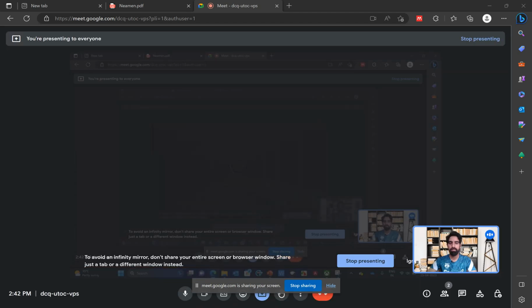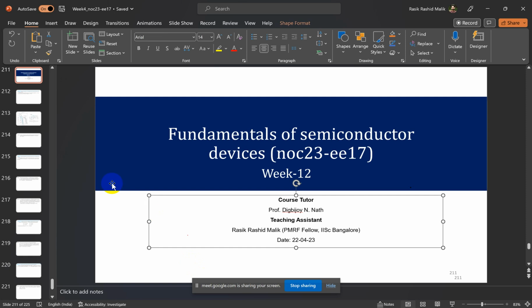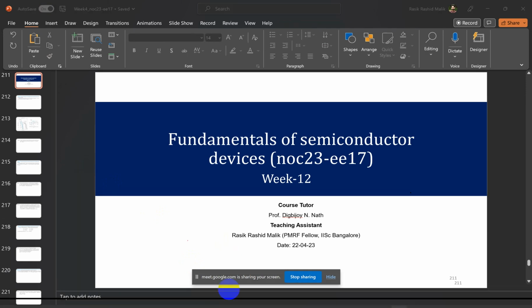I hope my screen is visible. Today we'll be talking about the optical devices: solar cells, optical absorption, photodetectors, LEDs and so on. So let's start today's session.